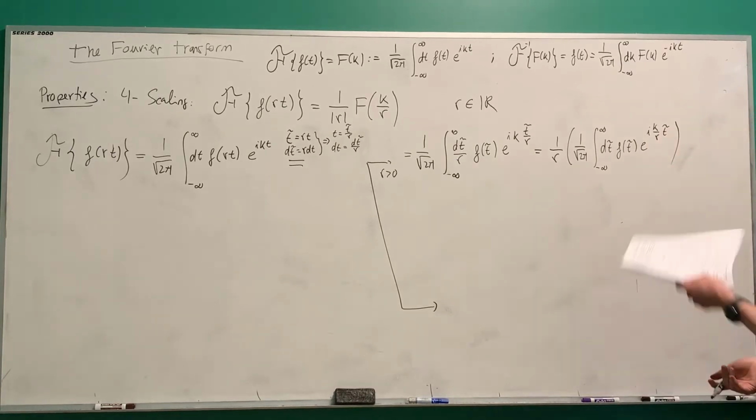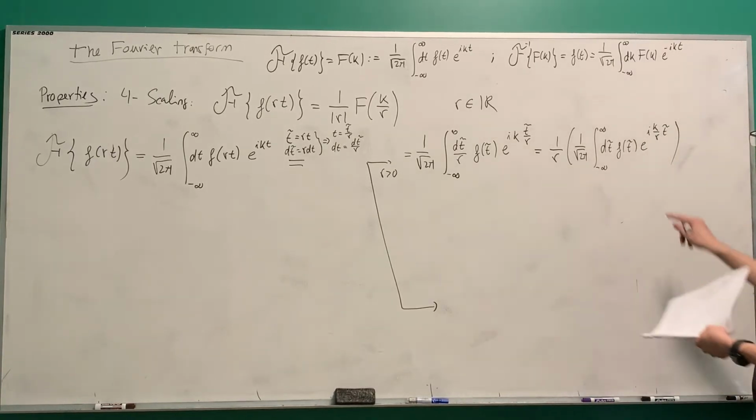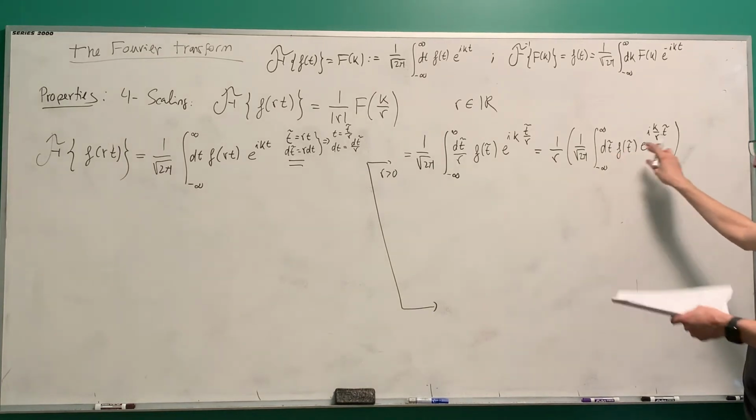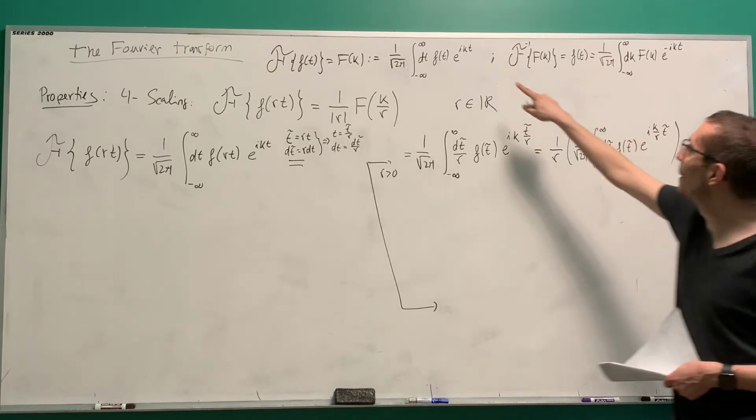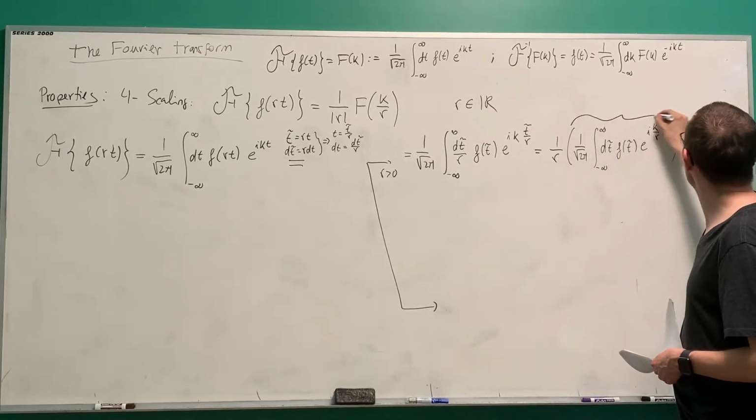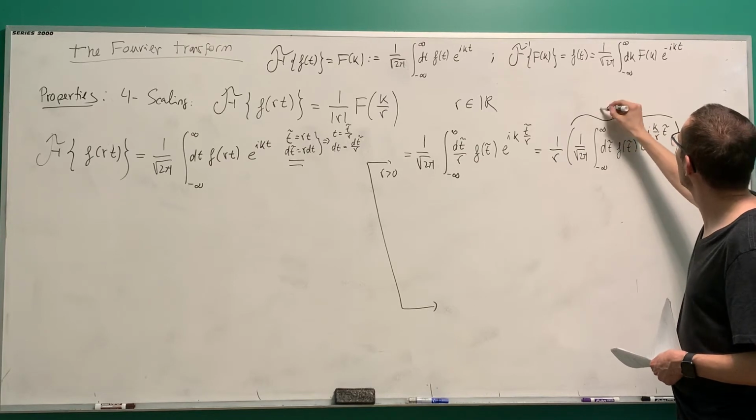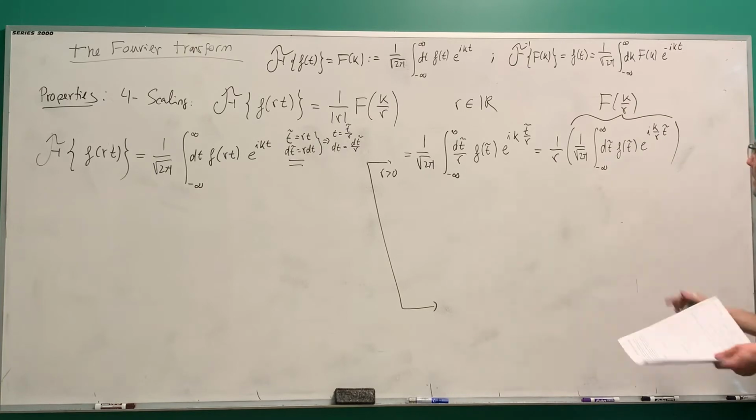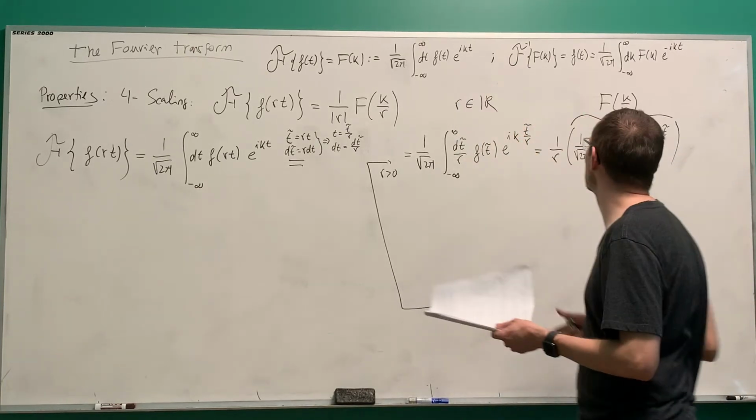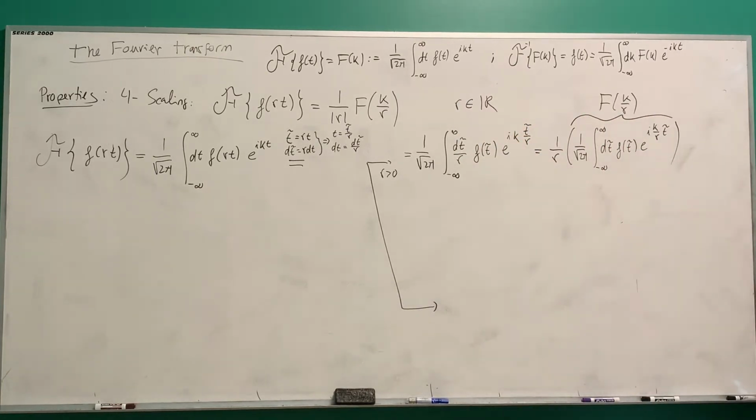And nice enough, this is the Fourier transform of f of t, because this is a dummy variable, call it t tilde or whatever, but substituting k by k over r. So this thing here is the Fourier transform, capital F of k over r. You see? It's the same as the Fourier transform, but where you see a k, write a k over r. Wonderful. So that means that in this case it's 1 over r F of k over r, when r is positive. What happens when it's negative?